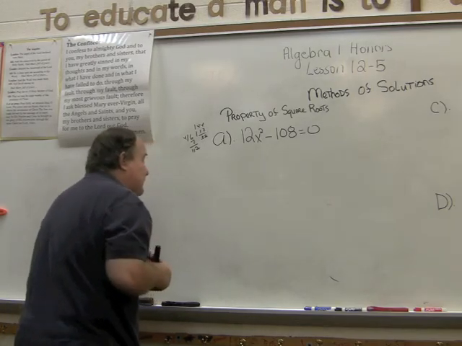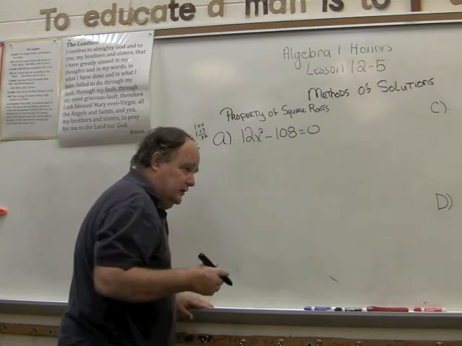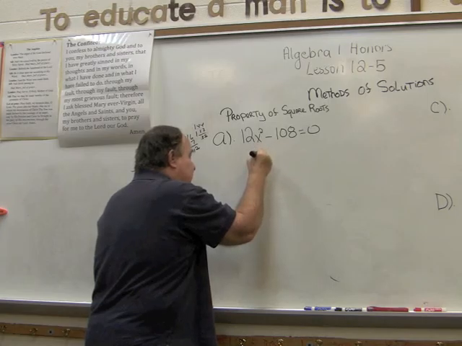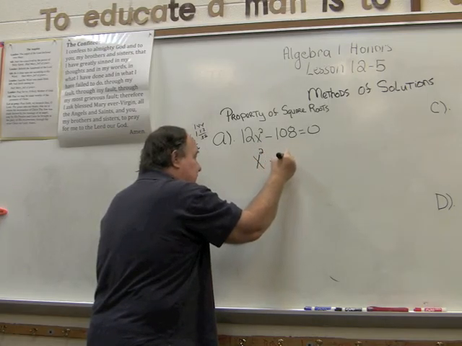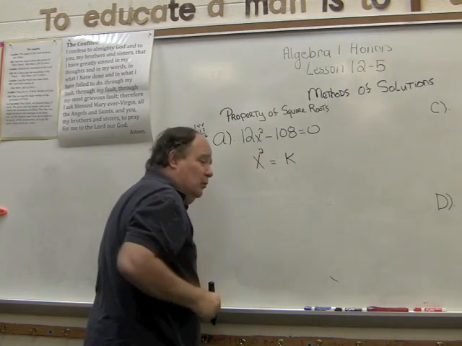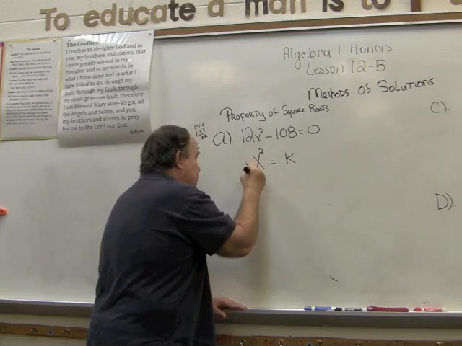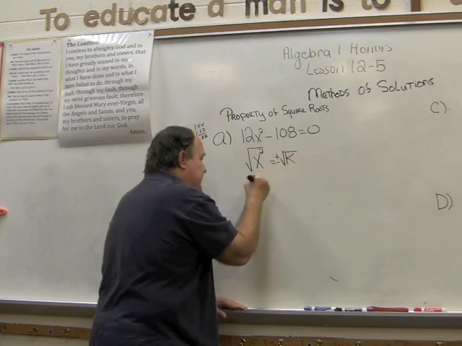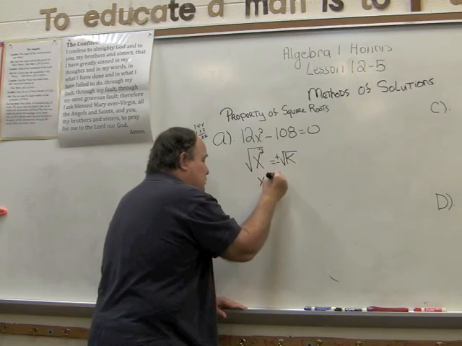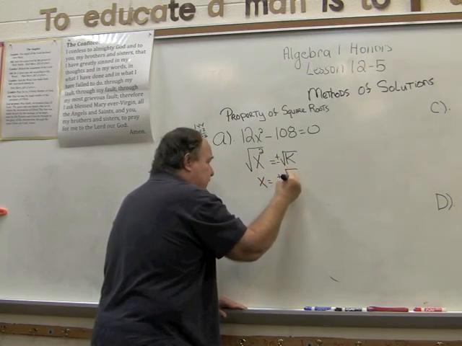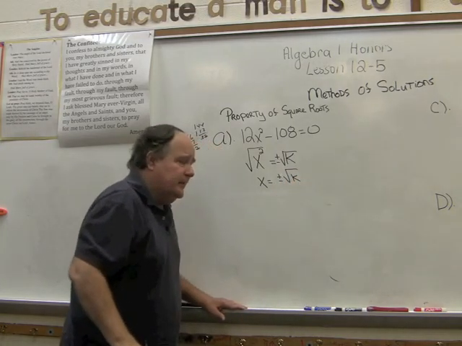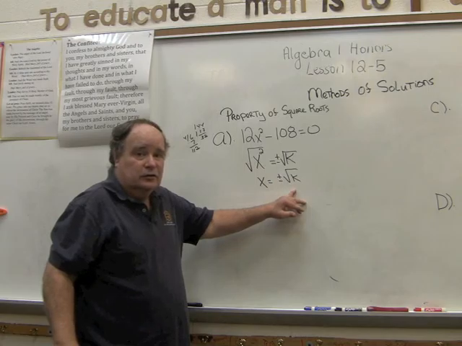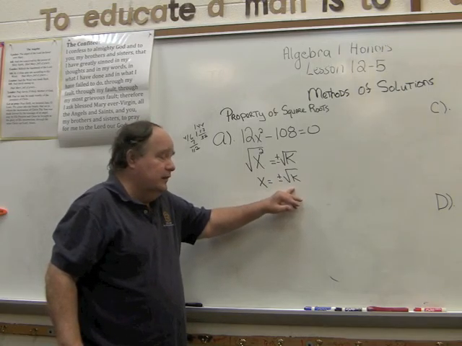If you remember the property of squares, it says that if you had x squared equals k, and you want to find out what x is, you take the square root of this side, plus or minus the square root of this side, and that's going to give you x equals the square root of k. Now naturally, this k cannot be a negative number. If it is, then there's no solution. You cannot have a square root of a negative number.